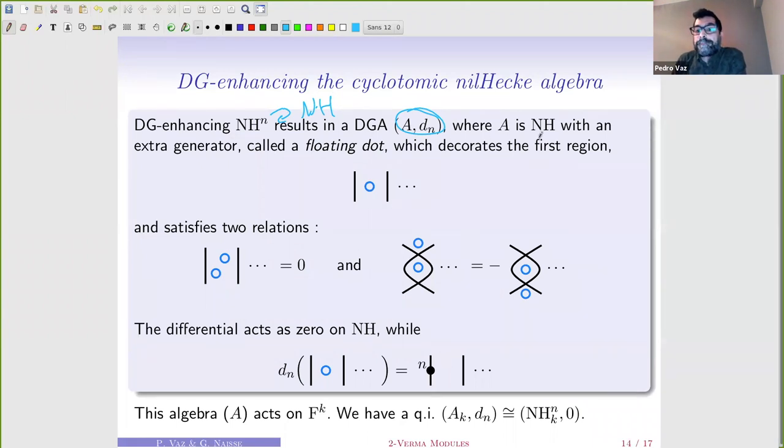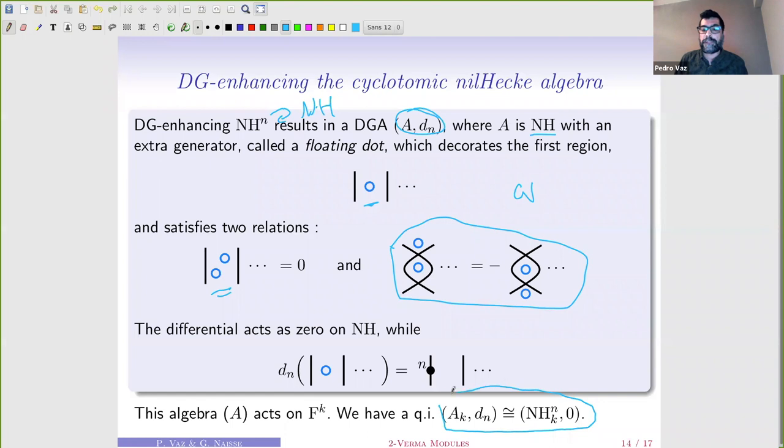which is just Nil-Hecke with an extra generator, a floating dot that satisfies two relations, so it's nilpotent, and they satisfy this different exchange relation. So omega, this is our omega from the example before. The differential sends the floating dot to n dots on the first strand and everything else to zero. And with a bit of work, it's not immediate outside of cohomological degree zero, this algebra is quasi-isomorphic to the cyclotomic Nil-Hecke algebra with zero differential. Moreover, this algebra acts on powers of F. So this is F from the Verma.